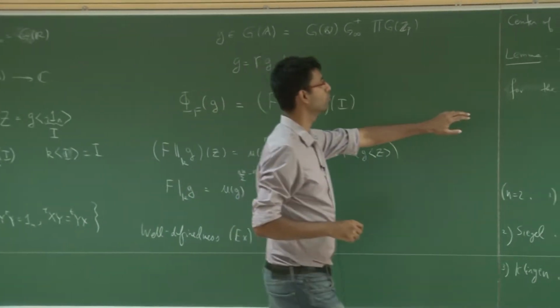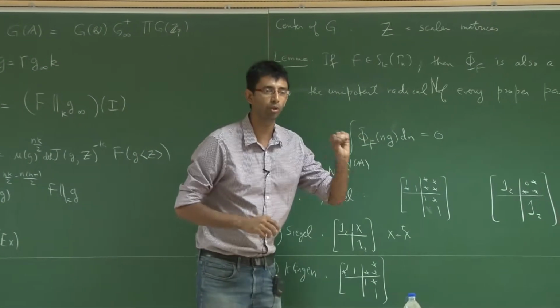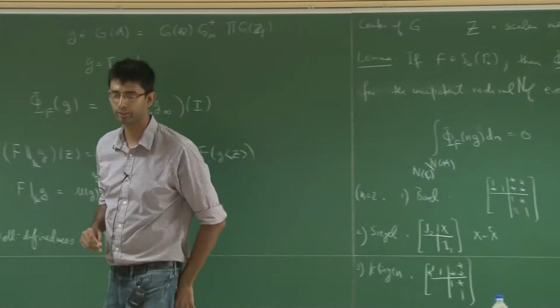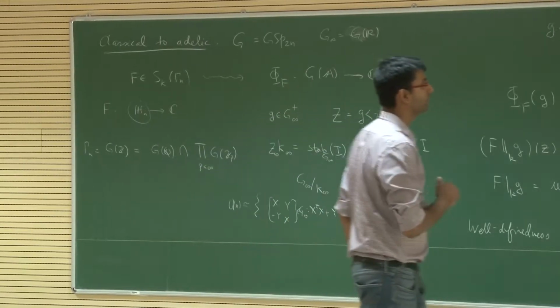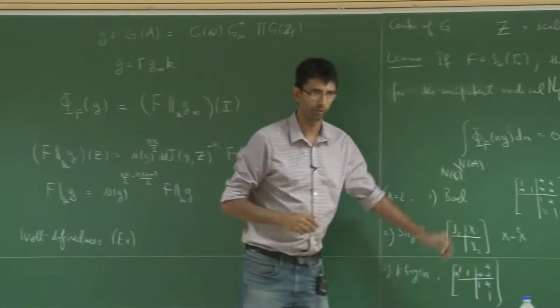I don't want to do one integral for every parabolic. So I do it all in one go by looking at the intersection. And that's a very good question. Why did we do that? Because I can take care of every single parabolic in one go.